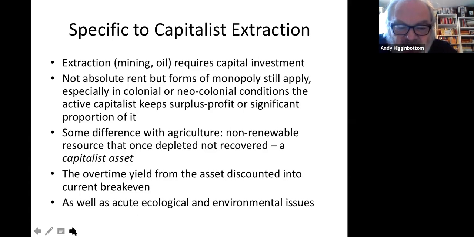The other thing is, this is the next point I've got on the slide. And the other thing, of course, is the huge ecological and environmental issues, which also pertain obviously in agriculture, but even more acutely in terms of extractive industries. Next, please.